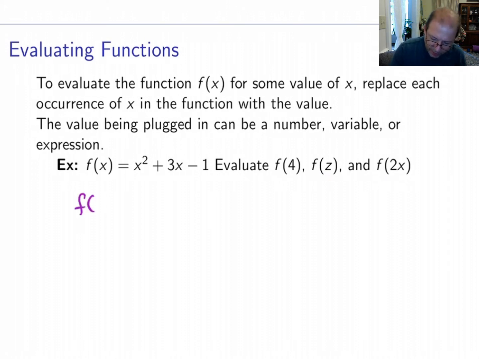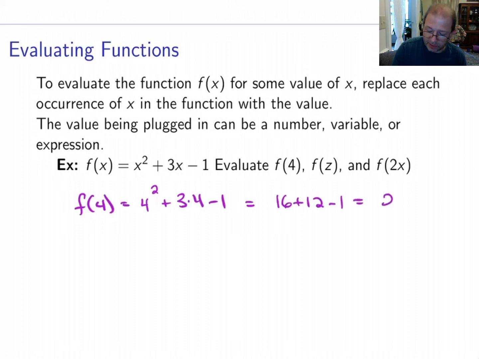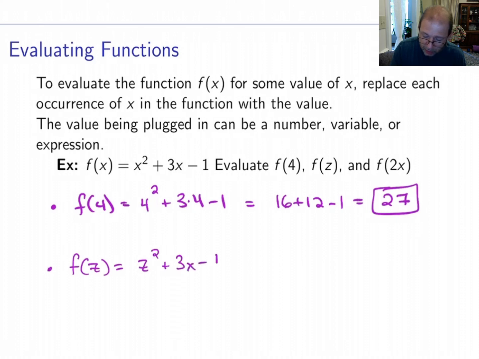If we do f of 4, that's going to be 4 squared plus 3 times 4 plus 1, or minus 1. So that's 16 plus 12 minus 1, which is 27. Okay, I imagine everybody came into class knowing how to do that. These other two are slightly more complicated. Actually, this one's easier, f of z. You just replace each x with a z, and you get that. It almost feels like we haven't done anything, but we have plugged z into the function.